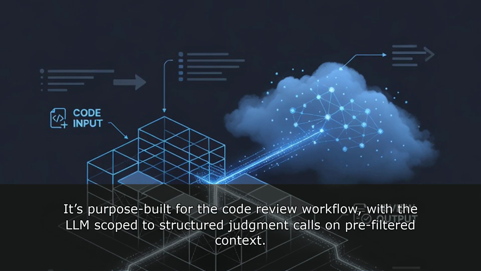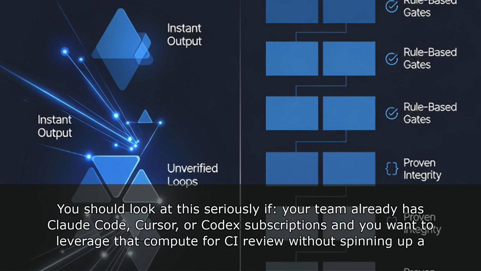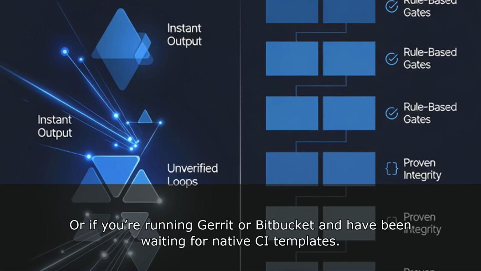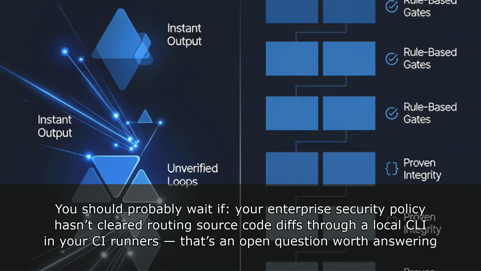You should look at this seriously if your team already has Claude Code, Cursor, or Codex subscriptions, and you want to leverage that compute for CI review without spinning up a separate API key and billing relationship. Or if you're running Gerrit or Bitbucket and have been waiting for native CI templates. Or if you've tried pure agent code review and found the noise-to-signal ratio unacceptable. You should probably wait if your enterprise security policy hasn't cleared routing source code diffs through local CLI in your CI runners. That's an open question worth answering before you adopt.